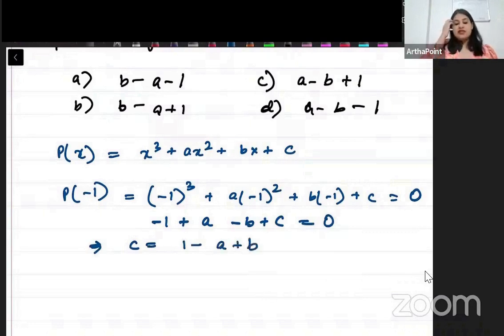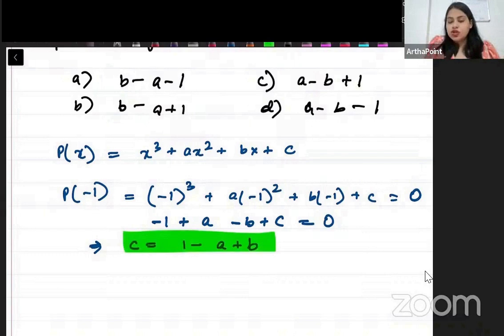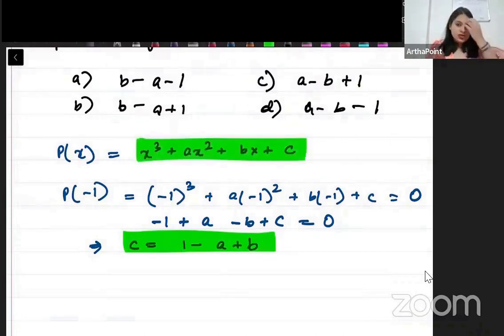Is that clear? I did nothing special. Minus 1 is given as a root of the polynomial, and I just put minus 1 back in the equation, and that should be equal to 0.